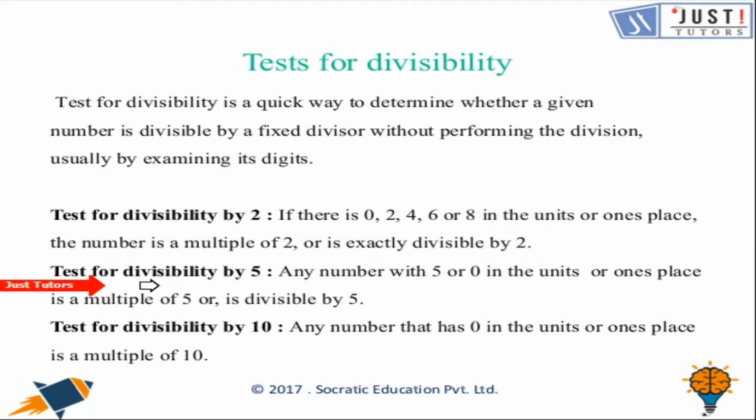Now let's talk about the divisibility test by 5. Any number with 5 or 0 in its units or ones place is a multiple of 5 or is divisible by 5. The test for divisibility by 10 says any number that has 0 in the units or ones place should be a multiple of 10. Here we have discussed a few divisibility tests.